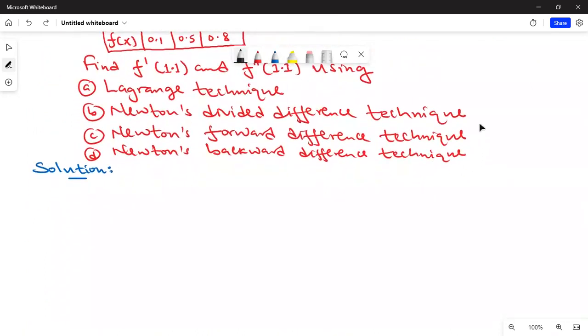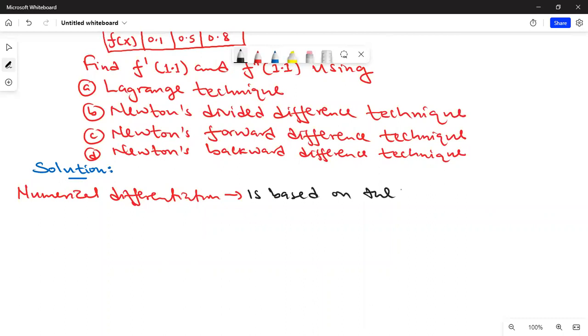You see, just the usual differentiation that we learned in calculus, those are the same technique we are going to apply here. But now when we talk of numerical differentiation, this is what it means. So you can write numerical differentiation is based on the interpolating polynomials.